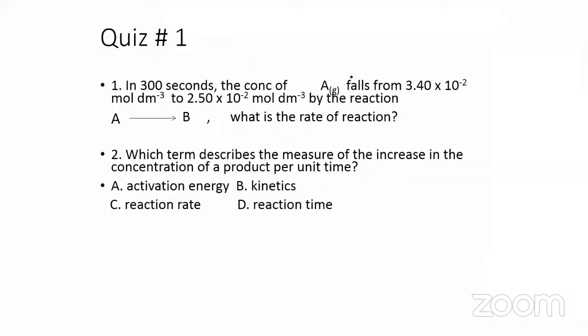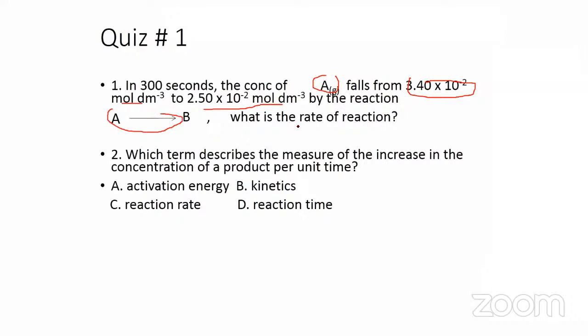But now let me give you an example and see how you're understanding. In 300 seconds, the concentration of A falls from this concentration, in mole per dm cube, to 2.5 times 10 to the minus 2 mole per dm cube. So A is decreasing, and this is the reaction. See the reaction on the board.